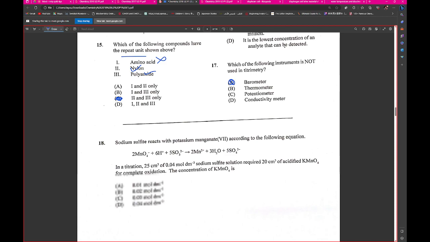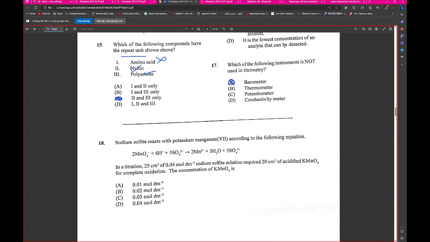Alright, so 18. Sodium sulfite reacts with potassium permanganate according to the following reaction. A titration of 25 cm³ of 0.04 mol/dm³ sodium sulfite solution required 20 cm³ of acidified potassium permanganate for complete oxidation. The concentration of potassium permanganate is? So sodium sulfite required 20 cm³ of that. What do we want to focus on? We have to look at the concentration of potassium permanganate.